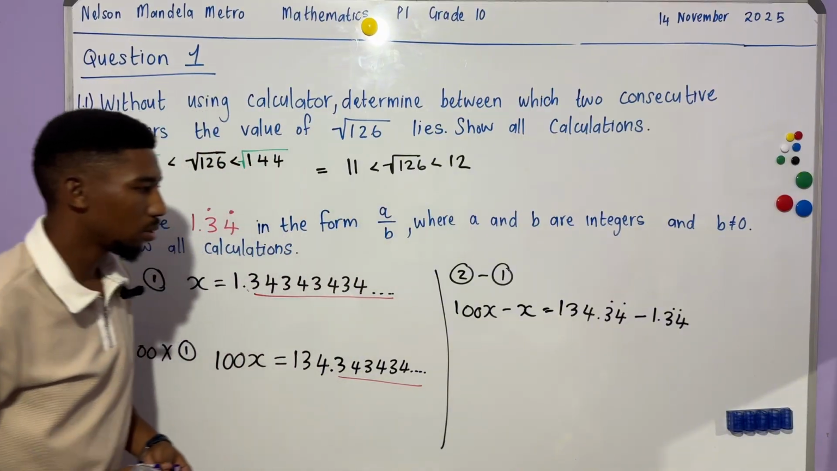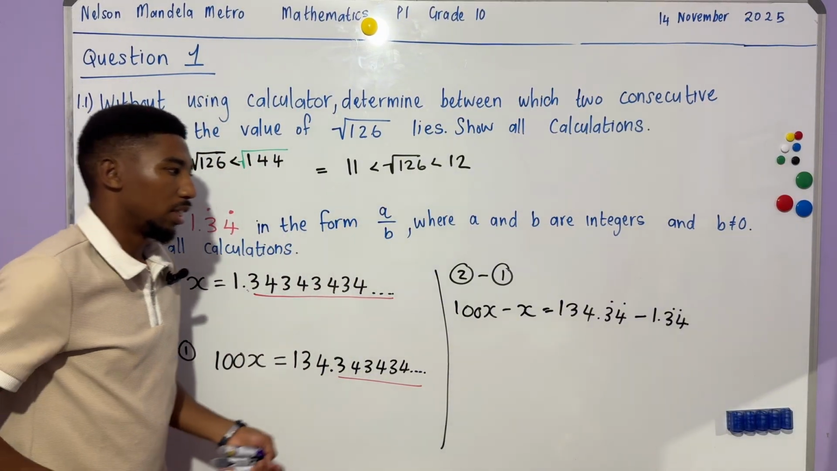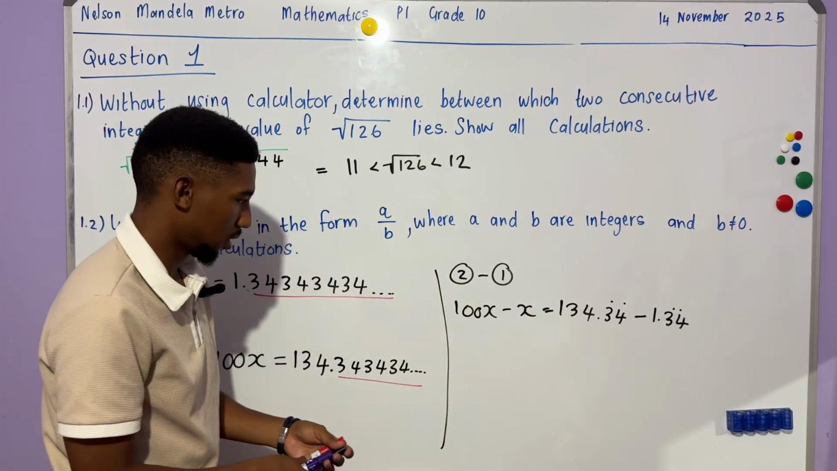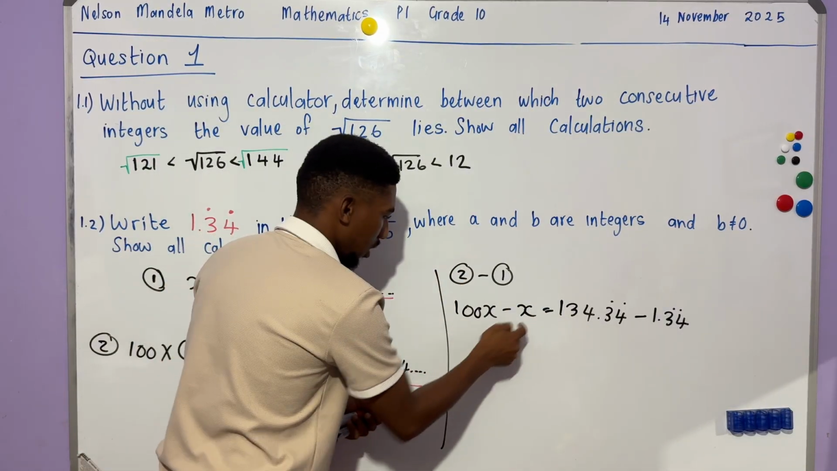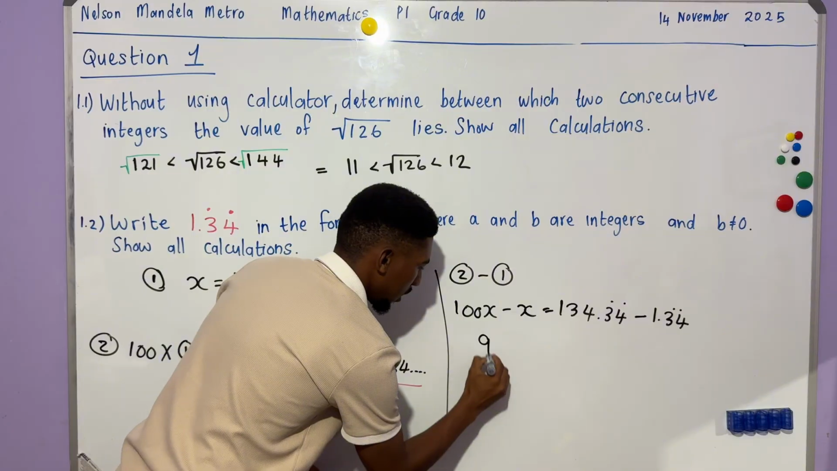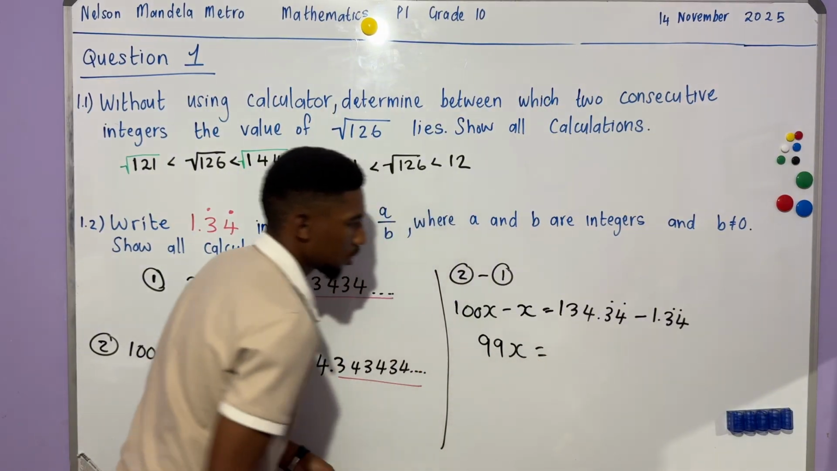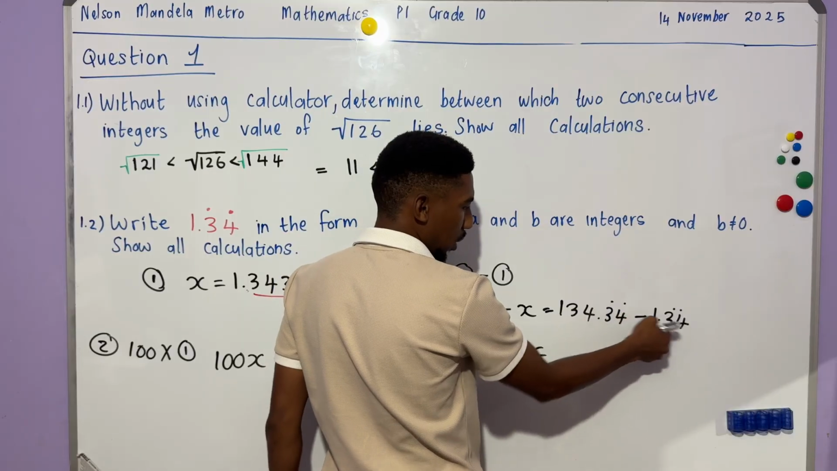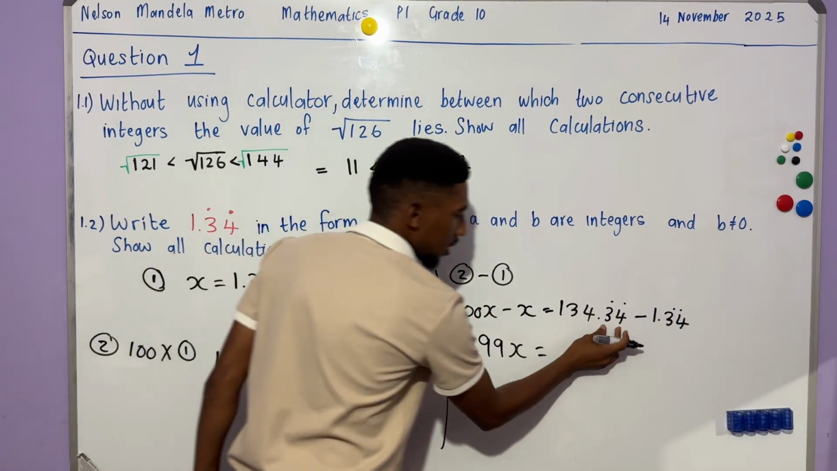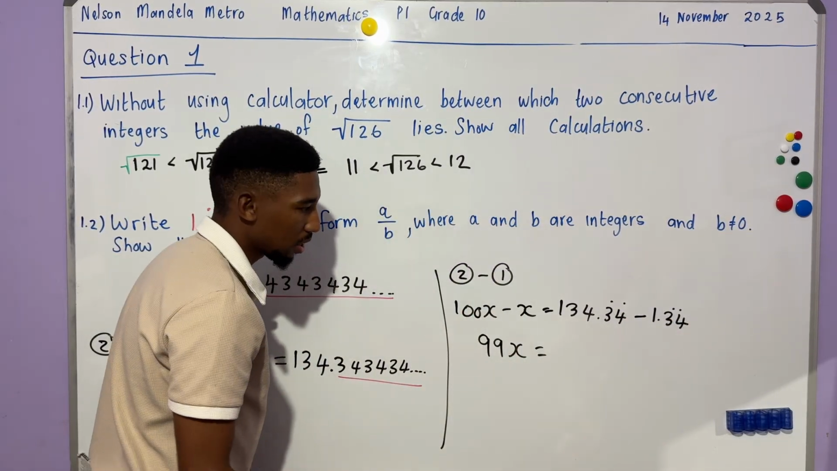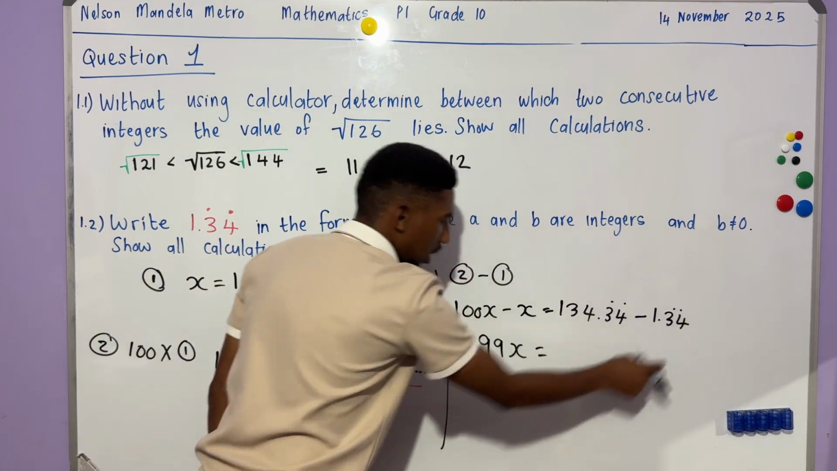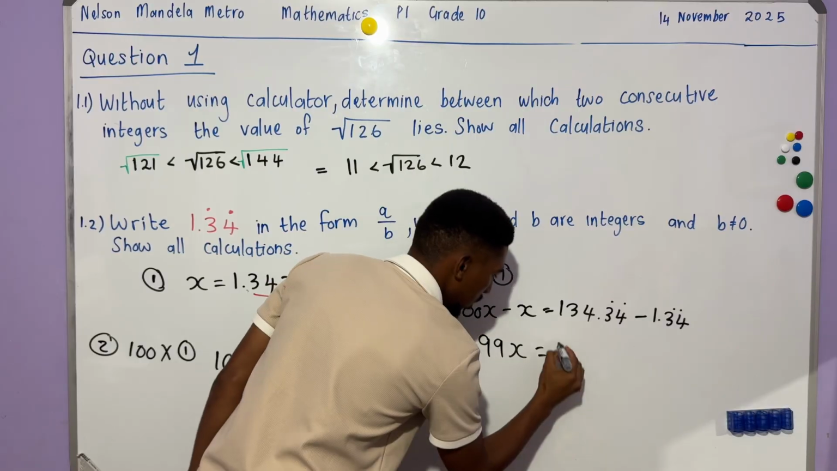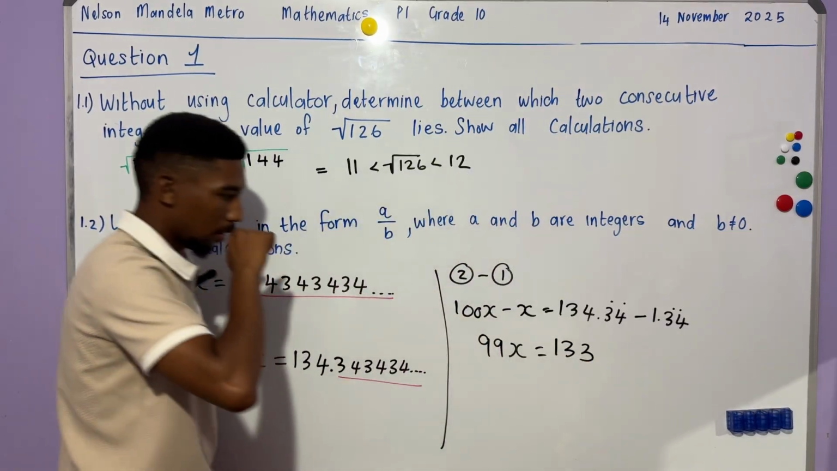Okay. Now we have an equation and we can cancel out these decimals. So firstly, this now gives us 99x is equal to 134.34 recurring minus 1.34 recurring. Since the decimals are the same and we're subtracting, the decimal falls away. So this answer now is 134 minus 1, which is 133.